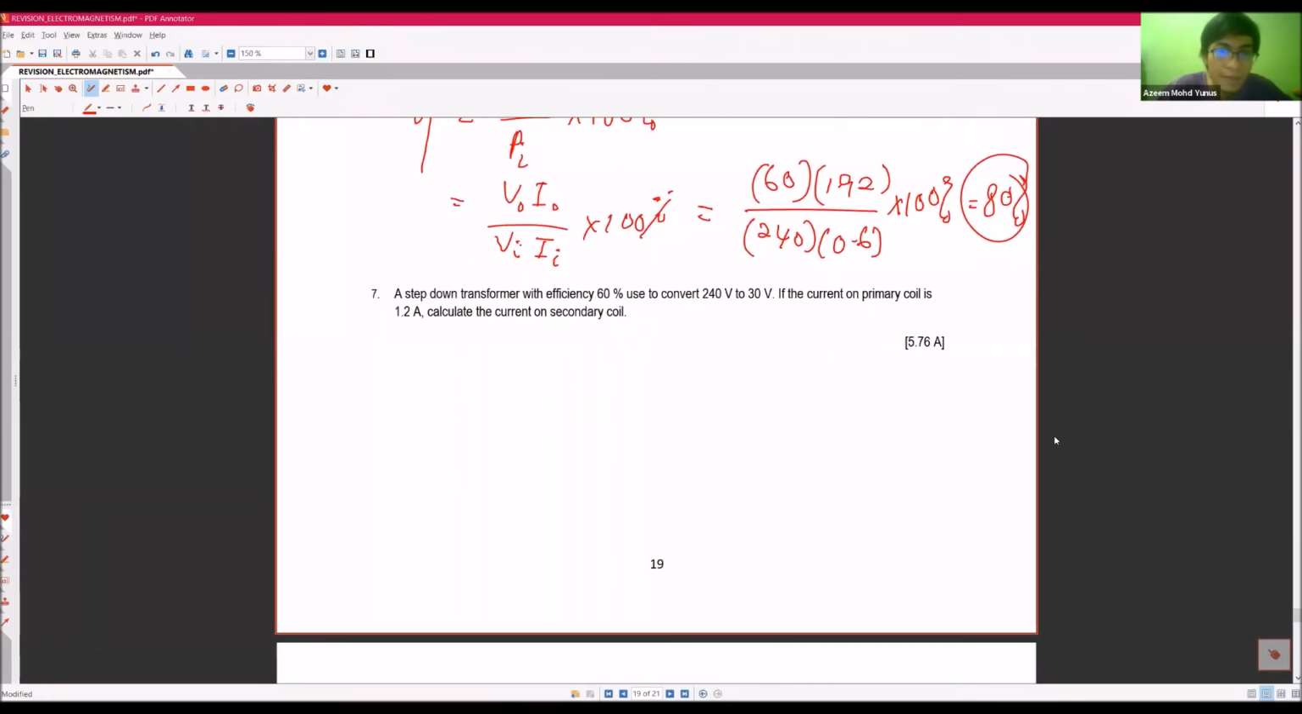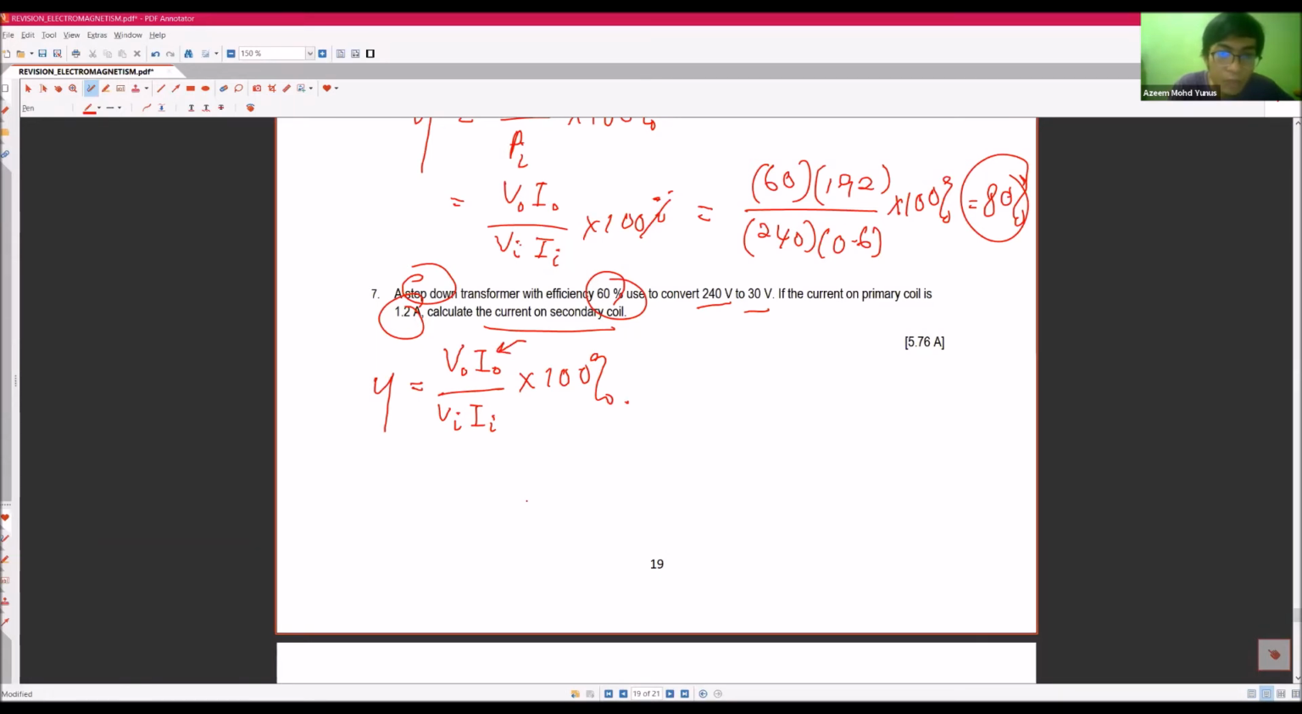Okay, number 7, the step down transformer. This step down transformer's efficiency is 60%, used to convert 240 to 30. If the primary current is 1.2, calculate the current of the secondary coil. So we have our formula here: efficiency equals V output times I output, over V input times I input, times 100%. So we need to calculate the secondary coil current.